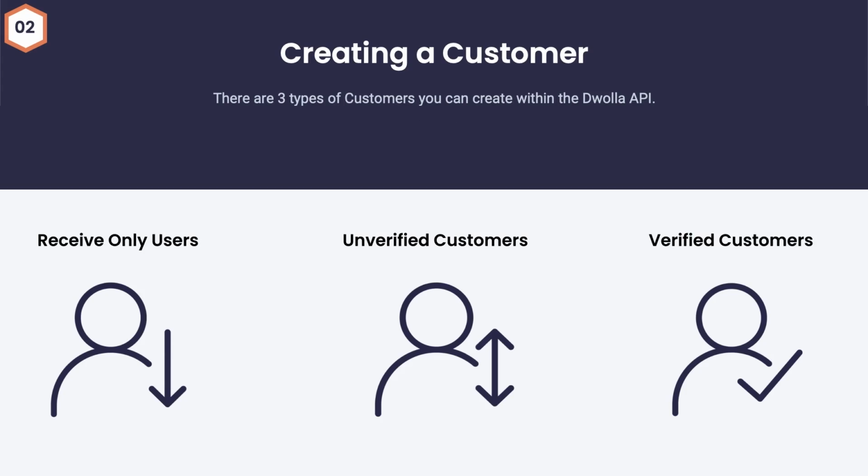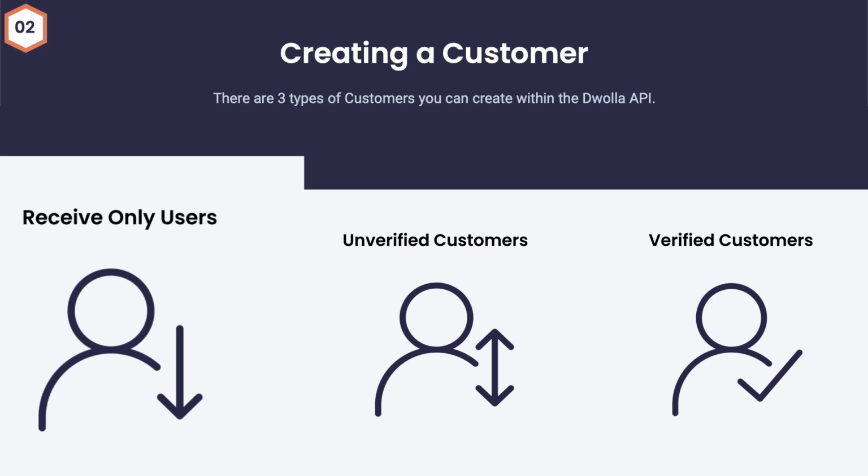So now I know what my funds flow will look like, and I've created a Sandbox account. Now you'll need to create a customer. There are 3 types of customers you can create within the Dwolla API. Receive-only users can only receive funds. This customer type is restricted to a payouts-only funds flow and will only interact with end users who have undergone full identity verification, also known as verified users.